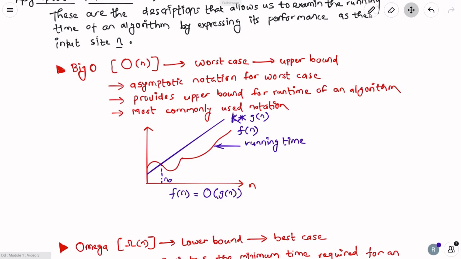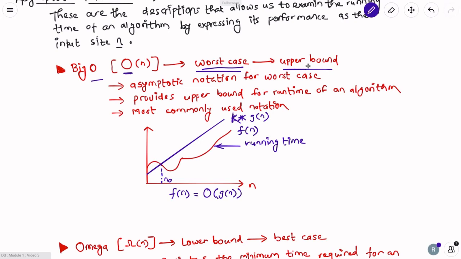So let's discuss the very first notation, that is the big O notation. This big O asymptotic notation is represented by the symbol big O. This notation is generally used to represent the worst case of the program. And as is common sense, the worst case is basically an upper bound for the running time of a program. So it generally indicates the upper bound of a program.